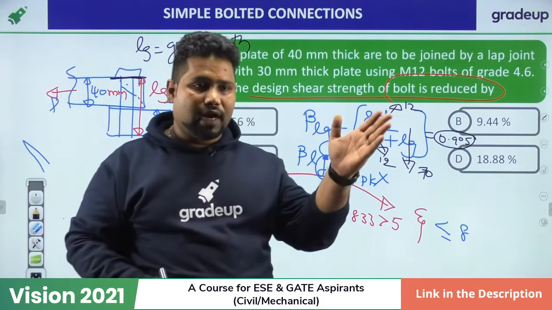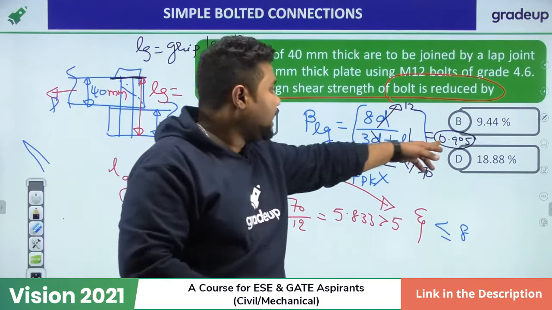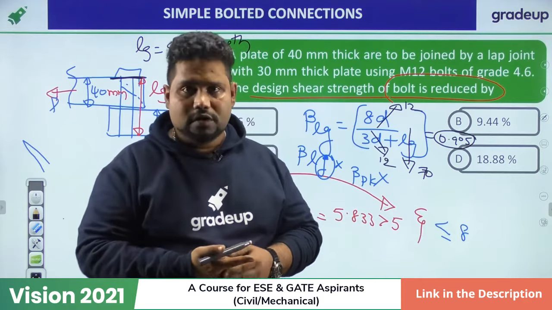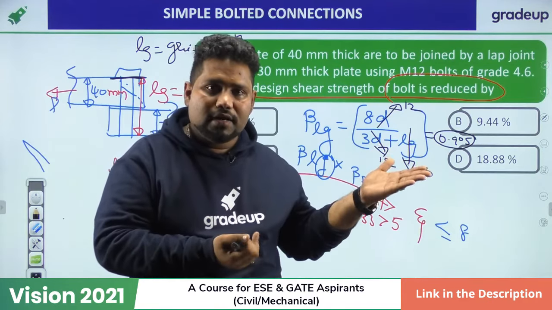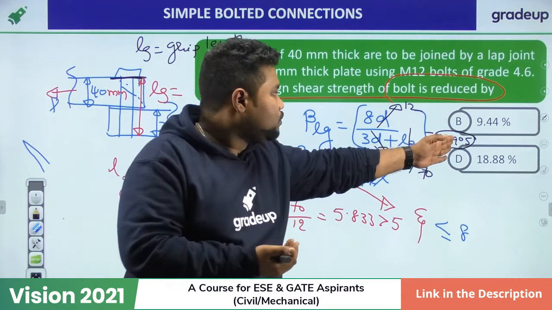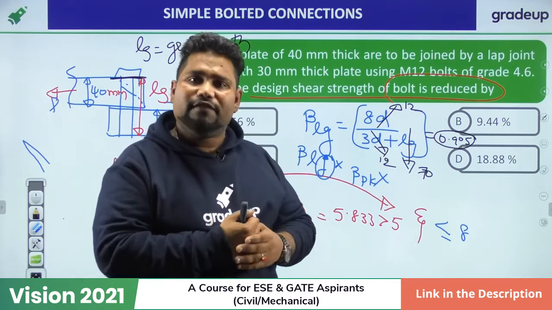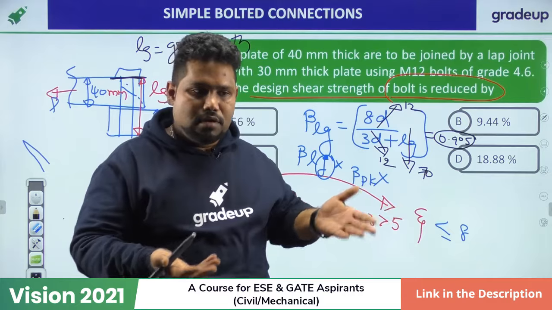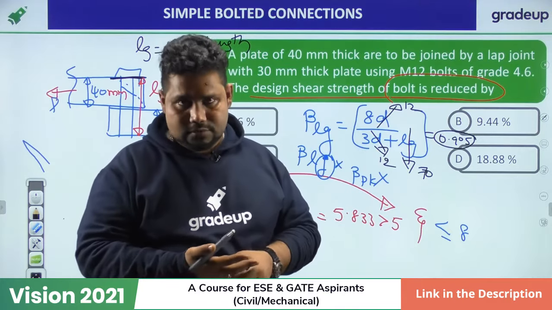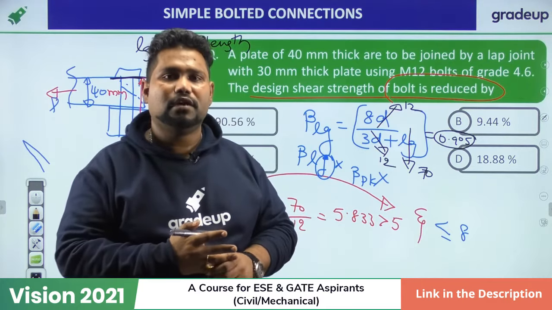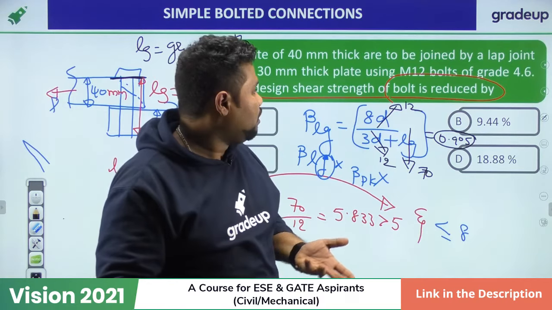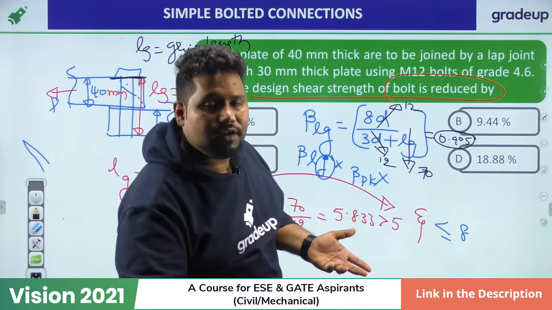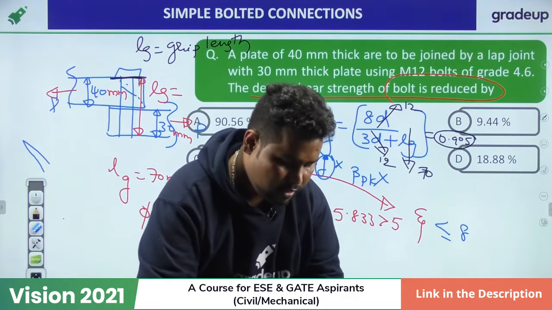If the bolt value is 100, I need to consider only 90.5% of that bolt value. So what is the reduction in strength? From 100 percent, the value has come down to 90.5%. So the reduction is 100 minus 90.5, which is 9.5%, which is almost 9.44.